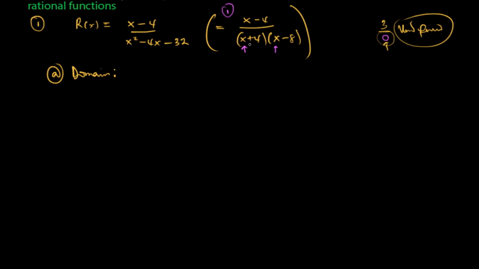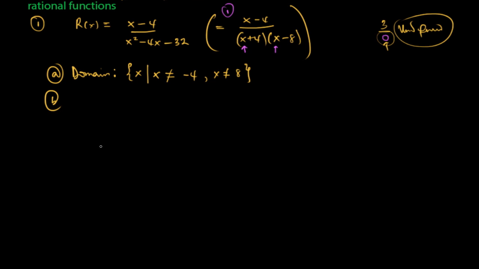What you'd observe here is, by the time you substitute negative 4 here, the whole denominator becomes 0. Or when you substitute 8 here, the whole denominator becomes 0. So that is to say, the domain is going to be the set of all real numbers excluding negative 4 and excluding 8. This is your domain of the rational function.